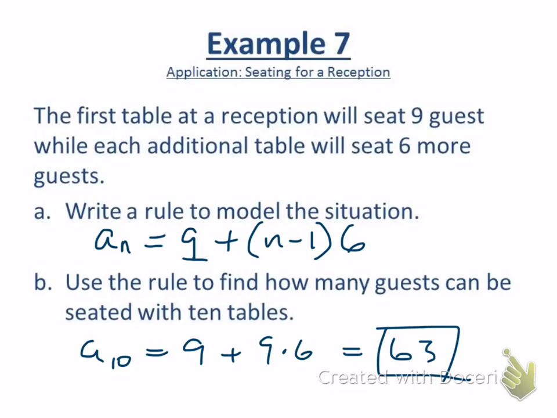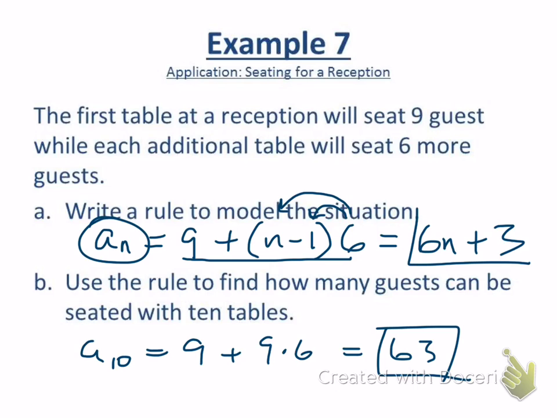What would we get if we simplified this expression? Simplify the rule. Get rid of parentheses and combine like terms. 6n minus 6. 6n minus 6 plus 9 is 6n plus 3. So a sub n is 6n plus 3.